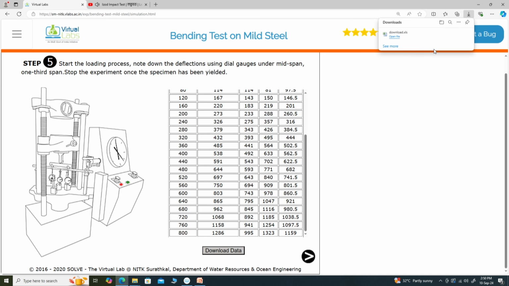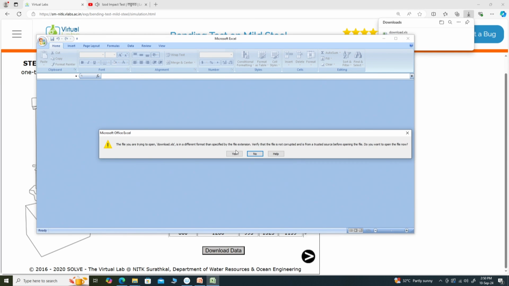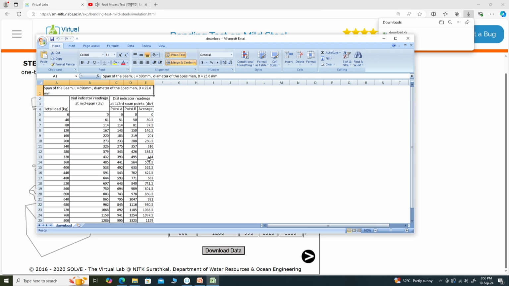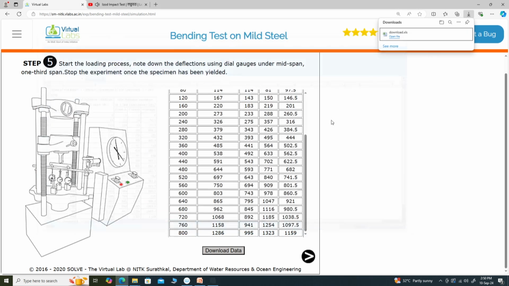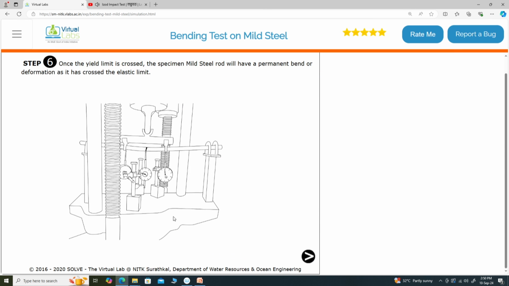We can download the data. You can see the data is downloaded into the Excel sheet. Using this data, now we can plot our graphs. You see the material is bent here. This is the rod that is bent here.